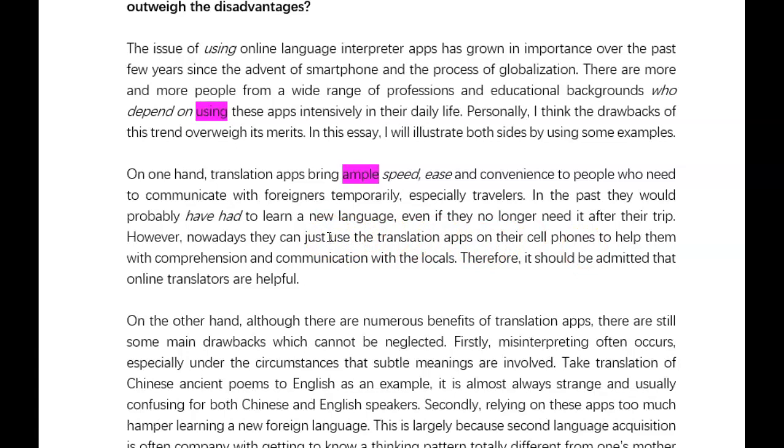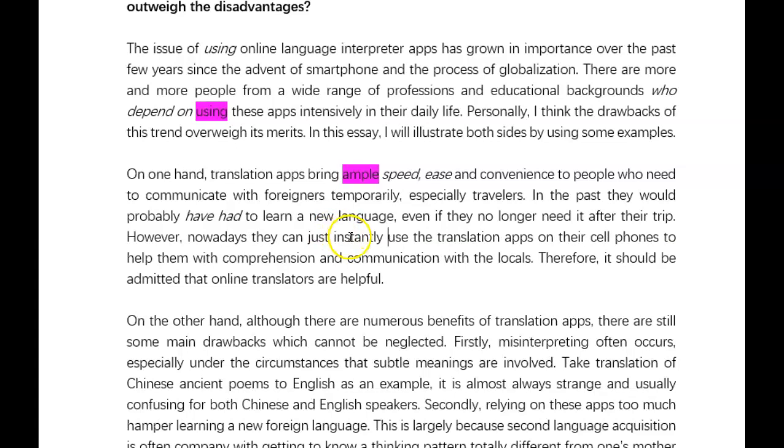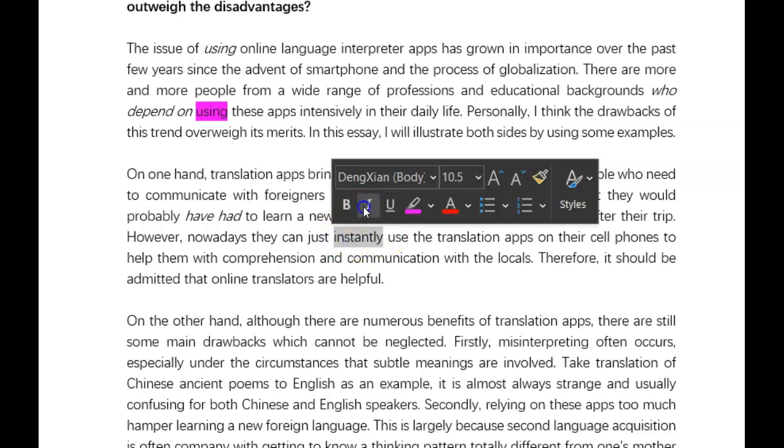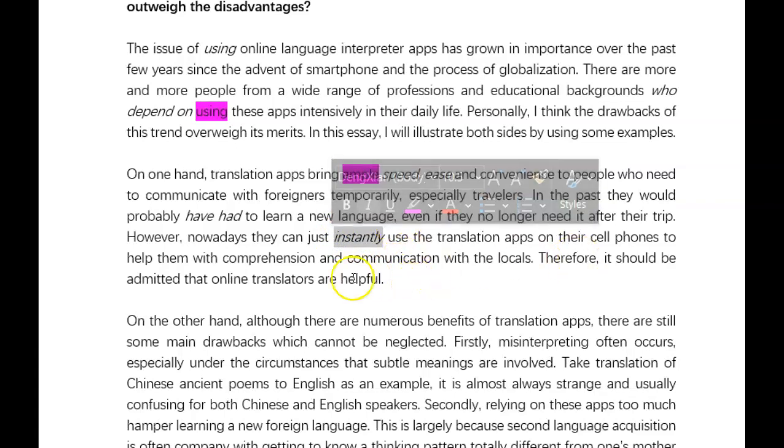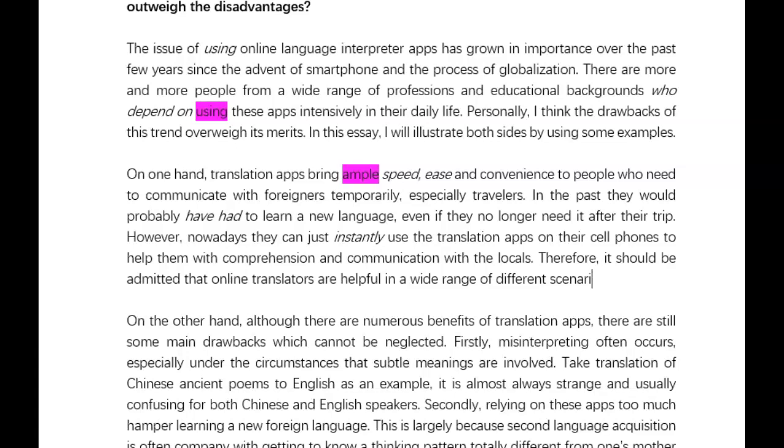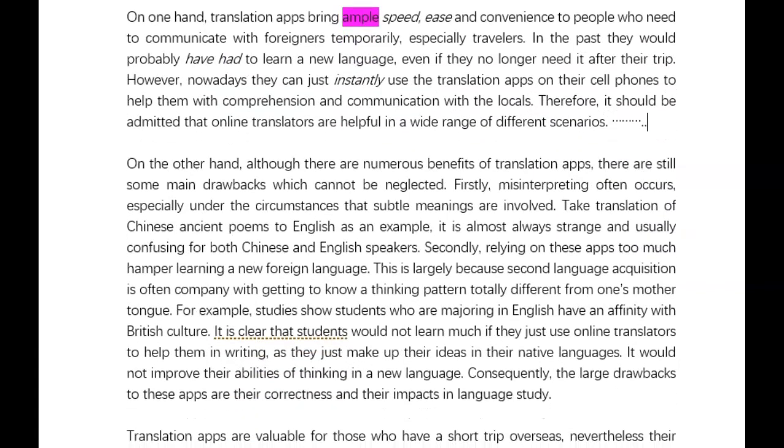I wouldn't necessarily put just. I'm not sure about just, not very academic, but I would say maybe instantly use. Okay, and then this just shows how convenient it is and how easy it is. Yeah. Admittedly, online translators are helpful in a wide range of different scenarios. I think you should, I mean, you've mentioned travellers. You might put here as well, tourism as well as business, something like that, just to kind of show that you're developing it.